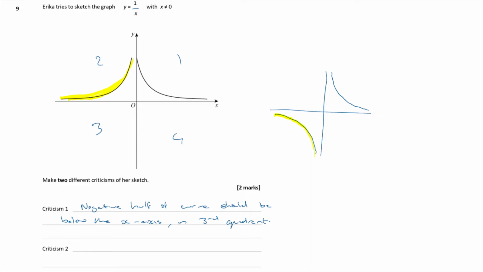The next bit is this bit up here. Look, it's actually touching the axis, whereas you can see on mine, it kind of gets close to the axes, but never crosses or touches. Okay, so I'm going to write that down. So graph touches the y-axis, but graph is undefined at this point.